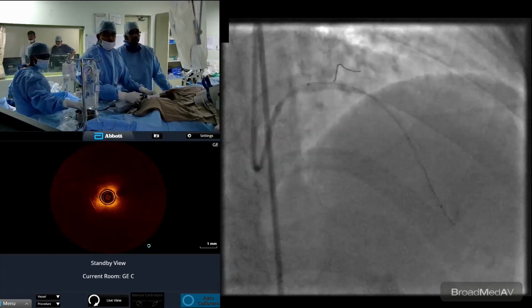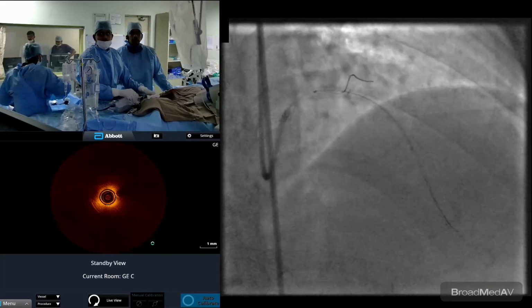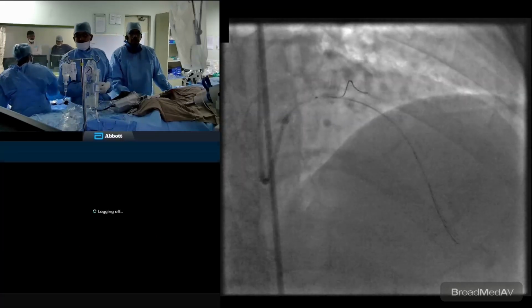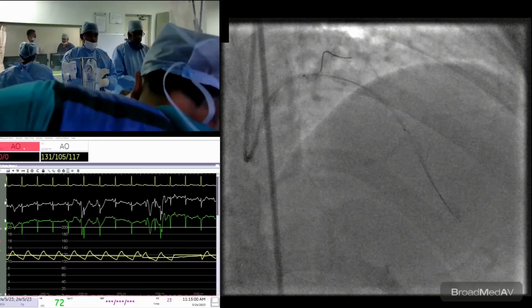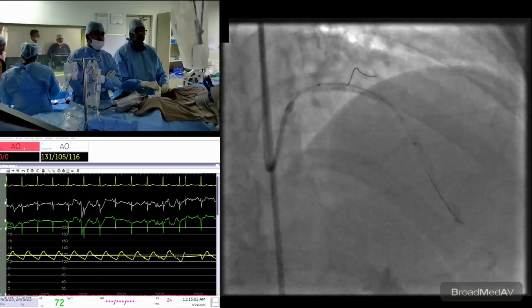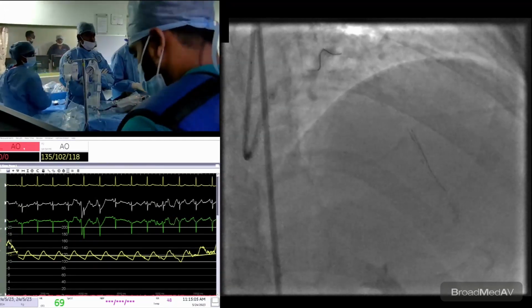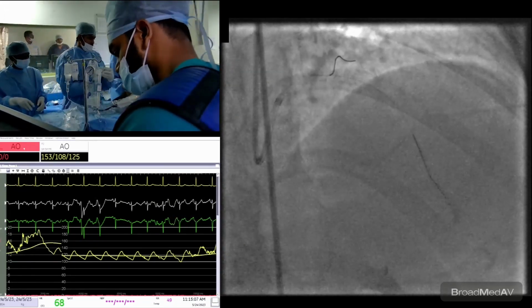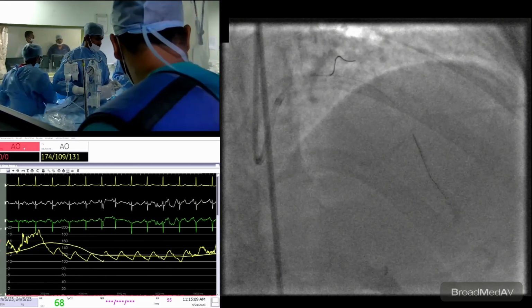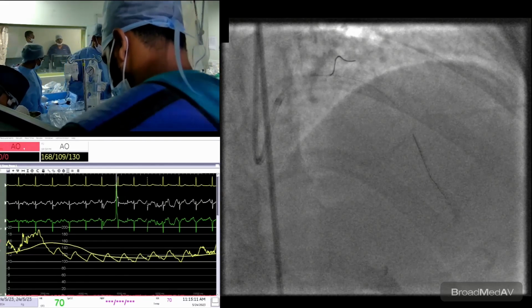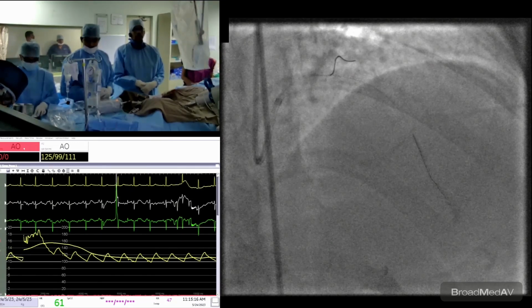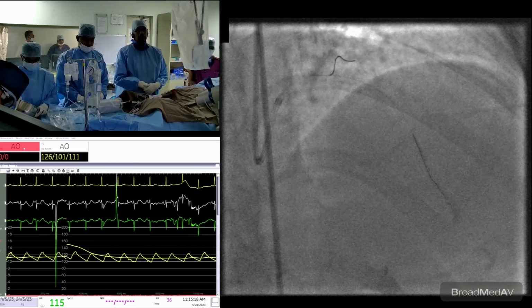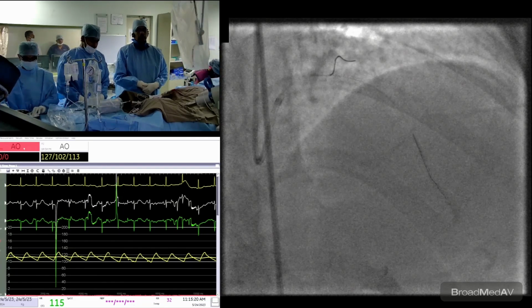Okay. I think the OCT machine hanged. It will take some time to boot. So how much time will it take? So we have a little technical issue with the OCT. We'll just keep the catheter out. Cable got disconnected. No, it's automatically on. Just switch on the machine.